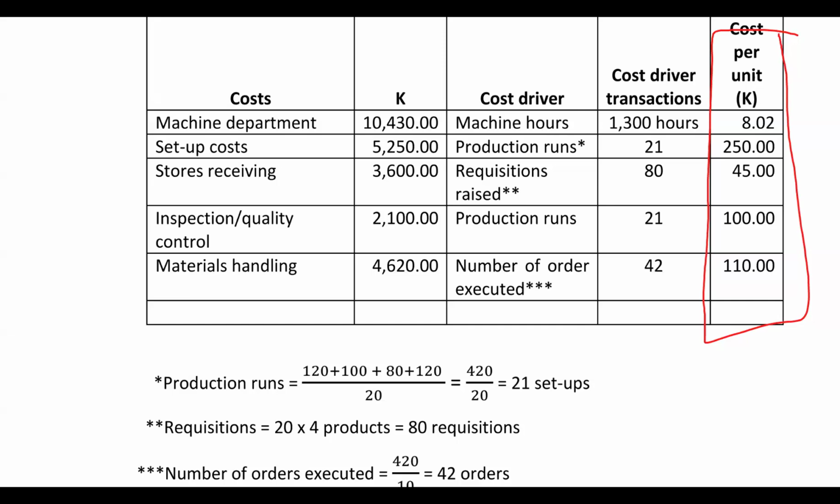How do you calculate for production runs? I've already explained. Are you using the requisitions raised? How do you calculate for them? Are you using the number of orders? The question will be very clear. How do you calculate for them? Once you find them, you divide those runs into the specific overheads so that you can find a cost per unit.